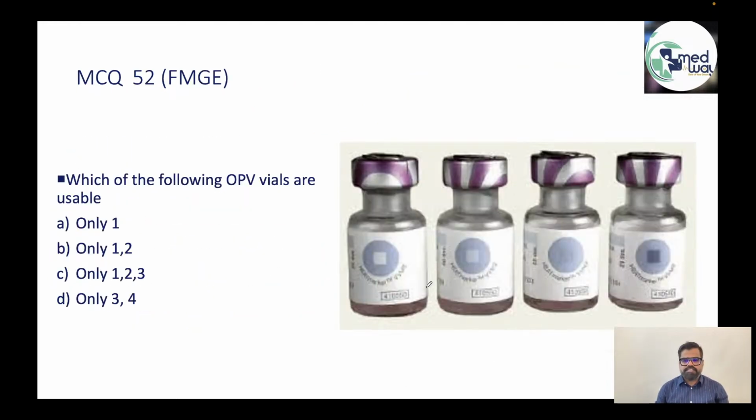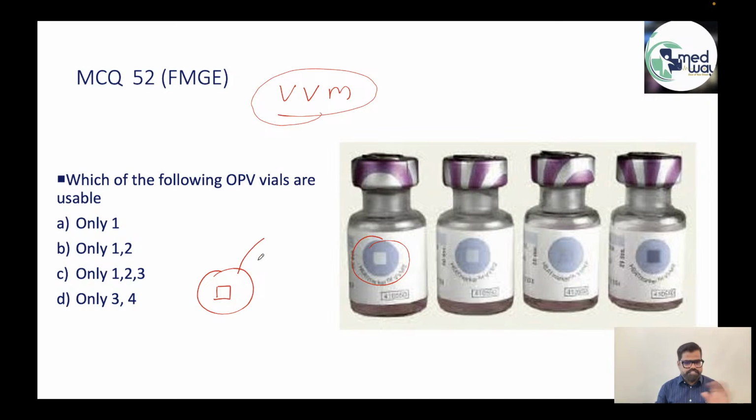Now you see this is typical VVM, vaccine vial monitor. So all the vaccines are equipped with this thing. You can see here, vaccine vial monitor. There are 4 pictures here. So there are 2 things. There is a circle and there is a square. Please remember, circle color never changes. You see here.